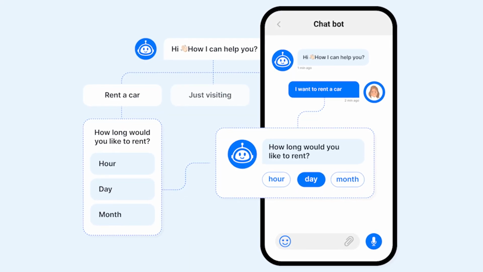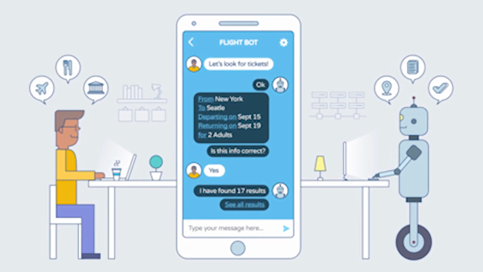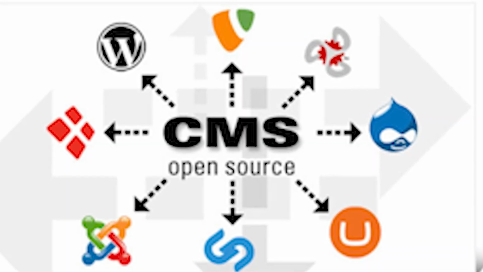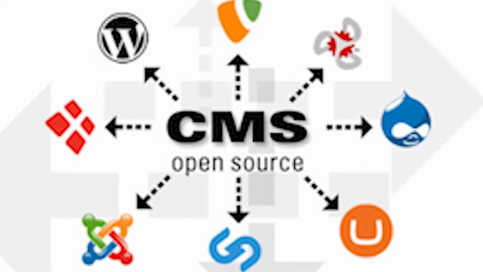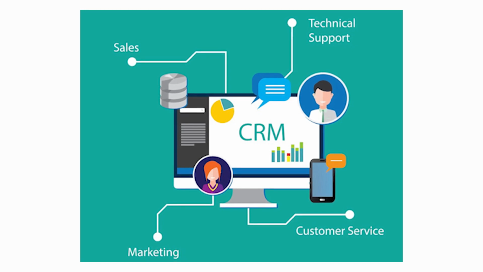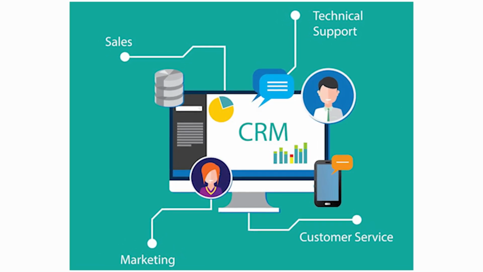Chatbot. A chatbot is a service that you interact with via a chat interface. The end result is like chatting with a friend, except the friend is a computer. CMS. CMS stands for Content Management System. It's a computer application that creates and manages digital content. CRM software. CRM stands for customer relationship management. It's software that stores customer contact information such as name, email ID, address, etc.